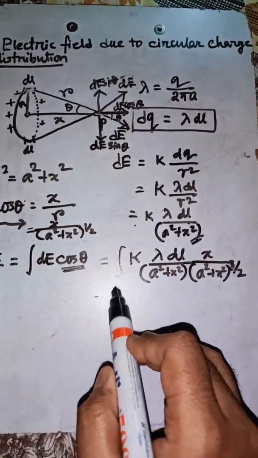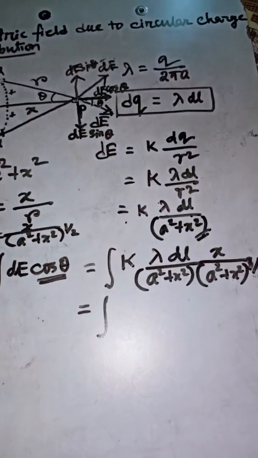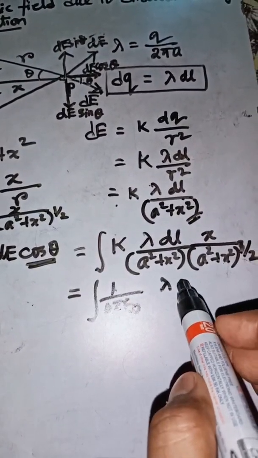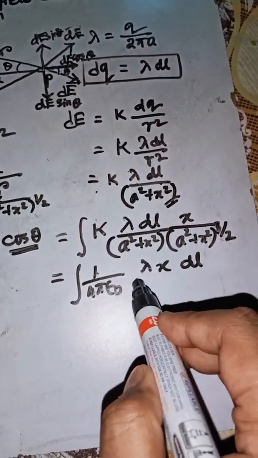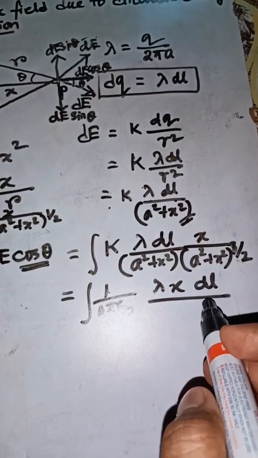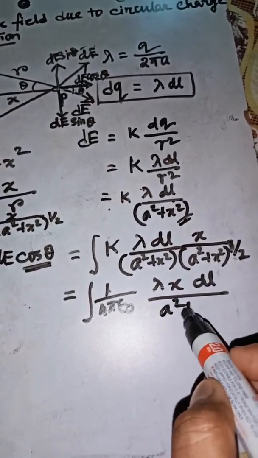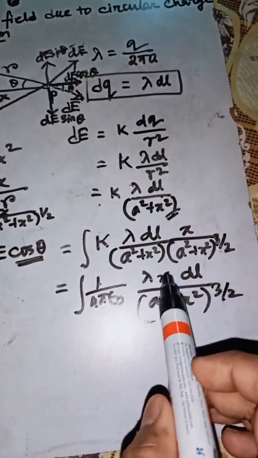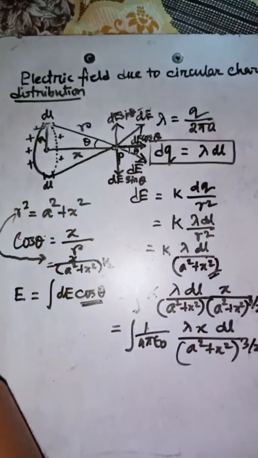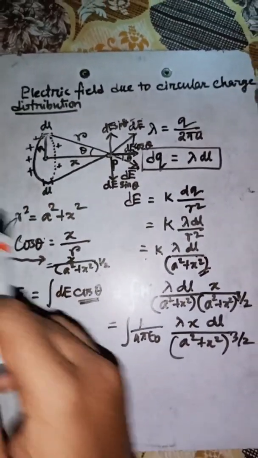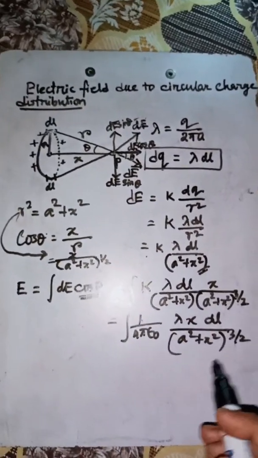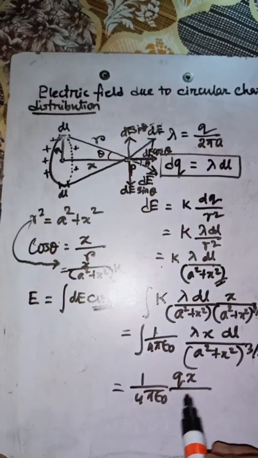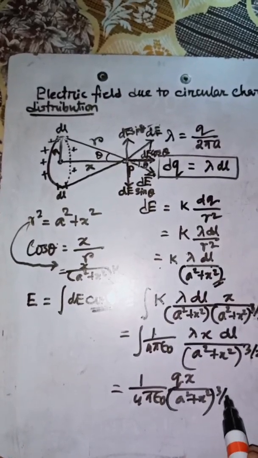So if I put the value of k, then I will get 1 by 4 pi epsilon 0 lambda x dl by (a square plus x square) to the power 3 by 2. Now everything is constant. Here lambda is constant, the charge density, x is constant, and (a square plus x square) to the power 3 by 2 is also constant. So E will be equal to 1 by 4 pi epsilon 0 qx by (a square plus x square) to the power 3 by 2 integration of dl.